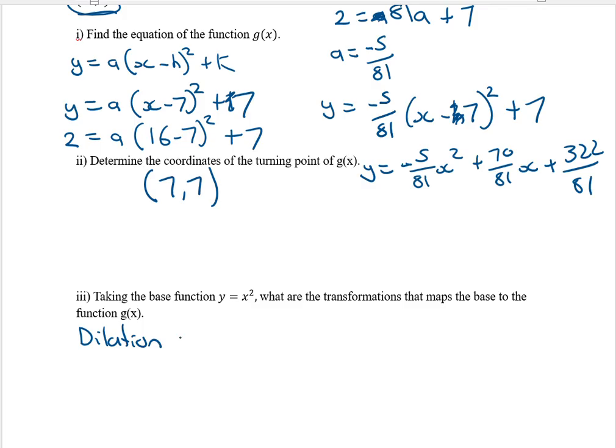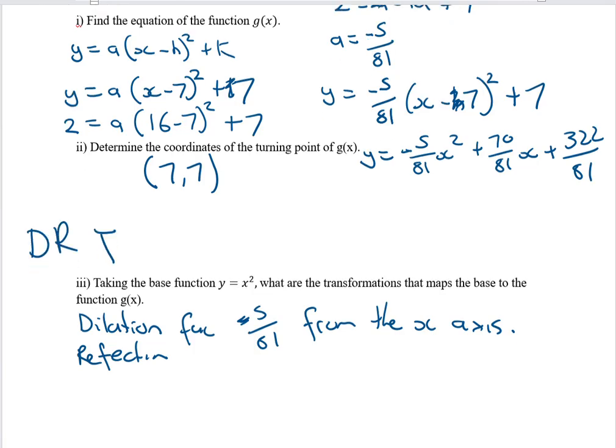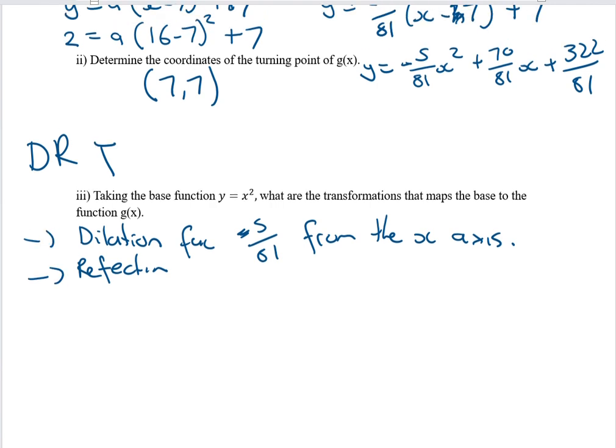Dilation factor of 5 over 81 from the x-axis. The negative there tells me I've got a reflection. So I'm using Dr. T here. So that's the first two things.